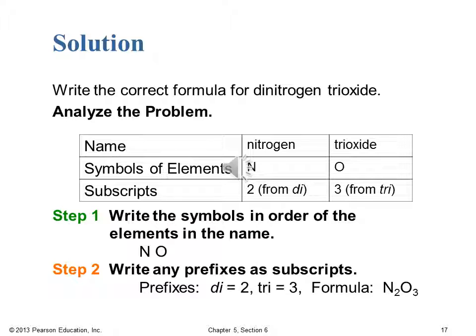So step 1, write the symbols in the order of the elements in the name. So nitrogen first, oxygen second. The di that went along with the nitrogen becomes the subscript 2 after the N, and the tri that went along with the oxide becomes the subscript after the O, for a formula of N2O3. Okay, hopefully that was straightforward for you. We're going to have another learning check now just to make sure you're getting it or to help you out if you did struggle with that example.